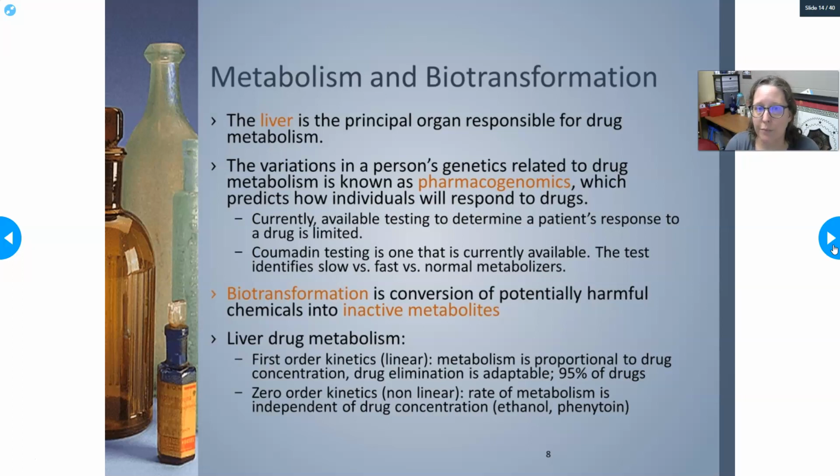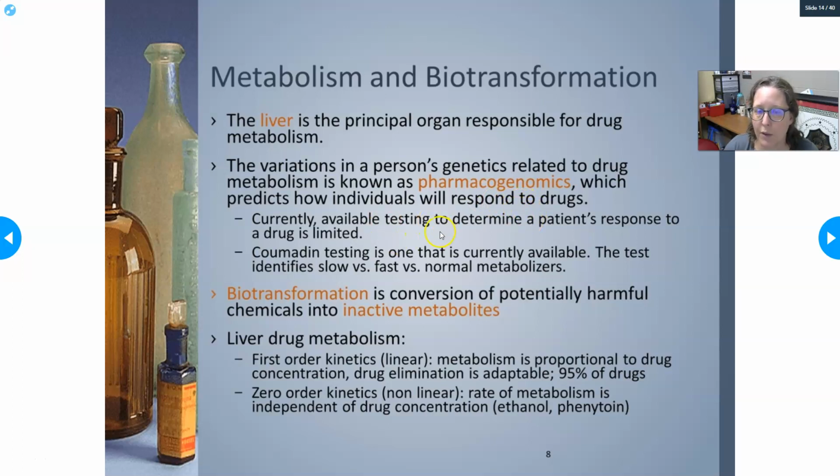And so your liver, if it recognizes this as a foreign molecule, is just going to try to detoxify and get rid of it. So the liver is a principal organ for drug metabolism. That's what it does. The variation in a person's genetics that's related to drug metabolism is known as pharmacogenomics. This is where we can look at differences in how much of the enzymes that do all of this detoxification a person has. There are genetic variabilities, there are some mutations, there are all kinds of things that can affect how a person metabolizes certain drugs.